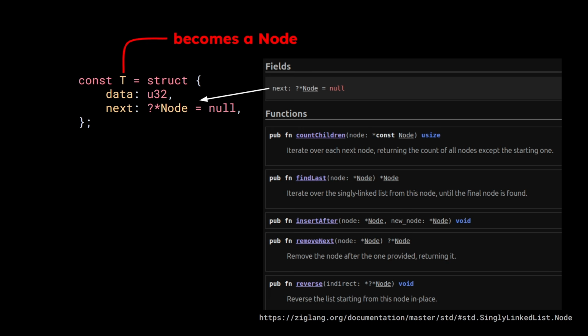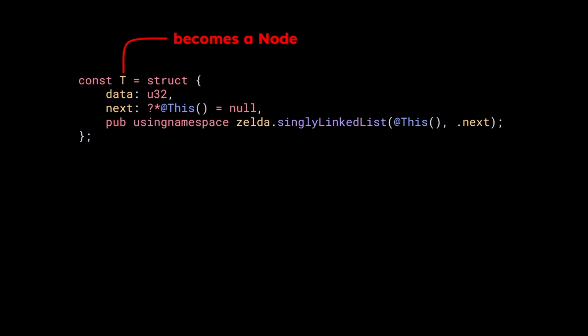A node should have a field called next to point to the next node in the list. But the type of the node is the type of our struct T. Or we can use the @This function instead. A node should also have a bunch of methods to manipulate the list. And this is when the Zelda library steps in. By adding this line, we'll turn our struct into a SinglyLinkedList node and also generate a specialized SinglyLinkedList container.